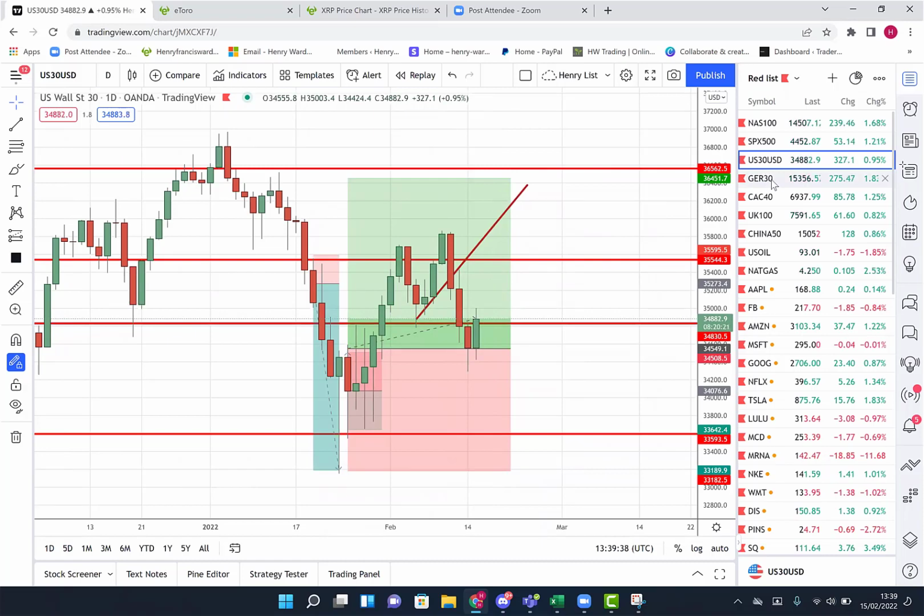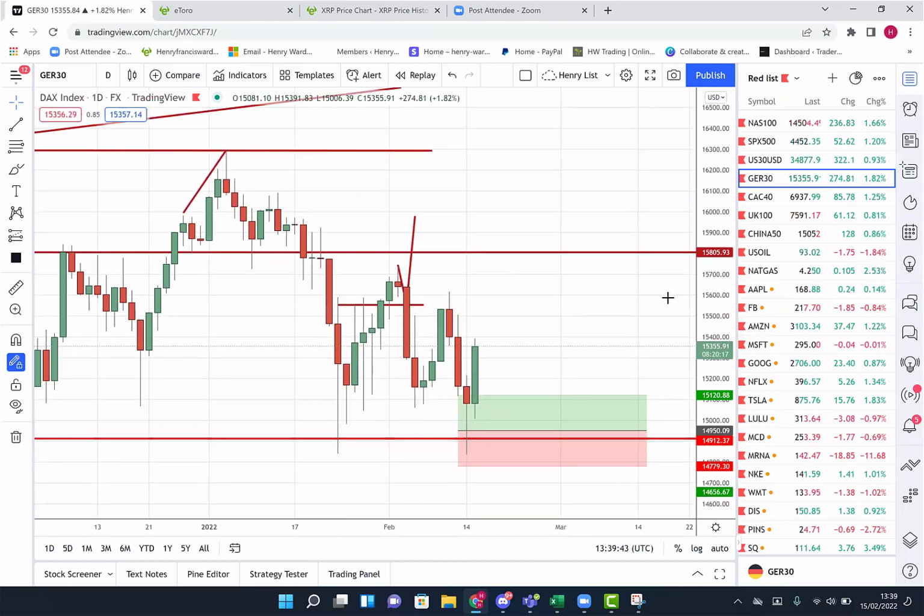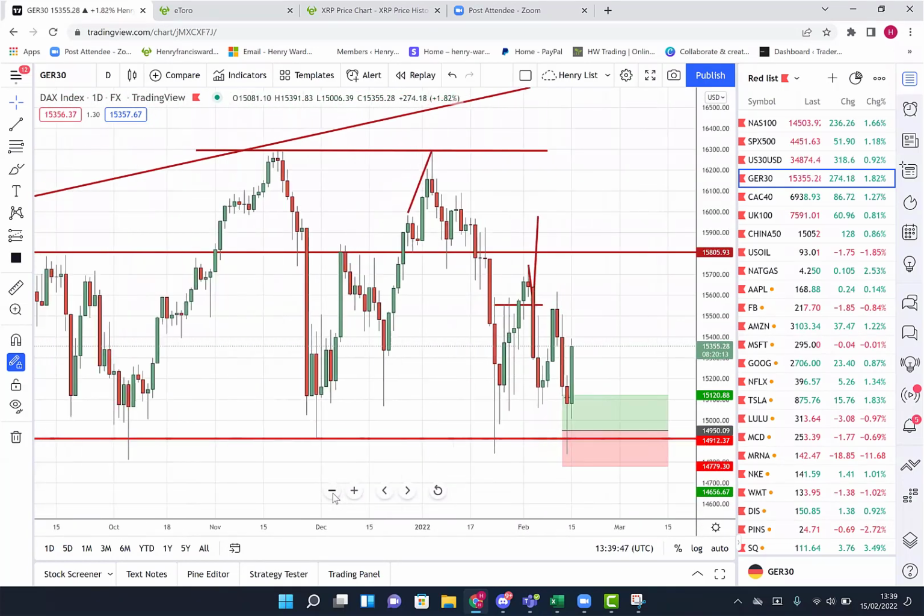Come over onto the German DAX. There was an absolute peach of a trade. Remember we looked at Cardano?